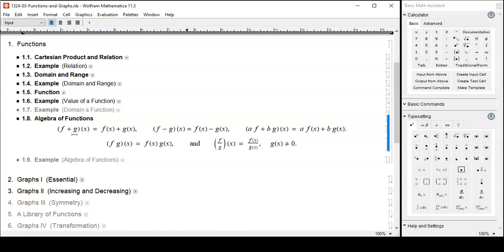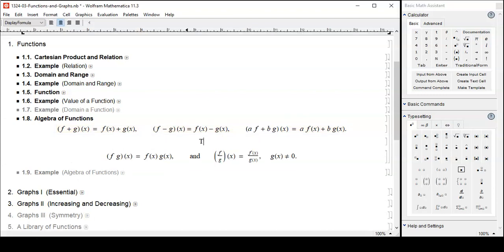So f plus g, if you add two functions, that means adding up all the function values, f of x plus g of x. Subtraction, similar. And then af plus bg. This kind of thing is called the linear combination. So that's important, especially in a little bit higher level.